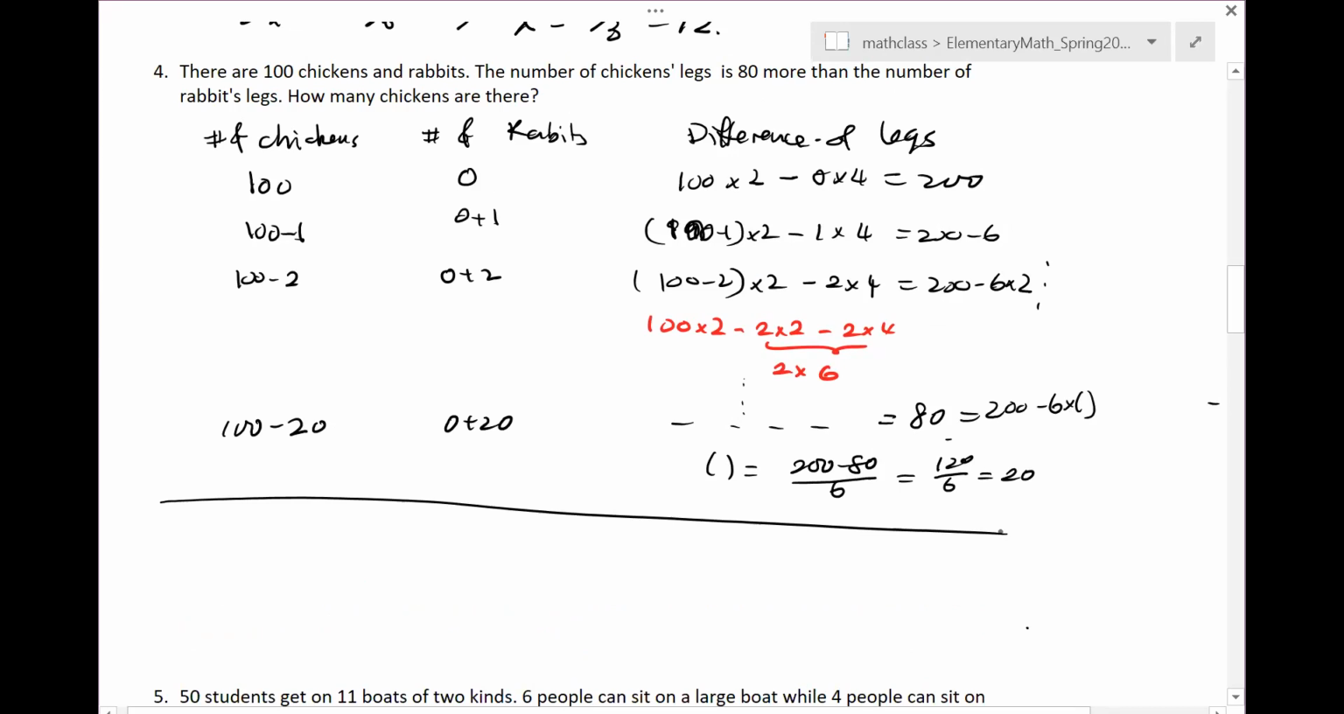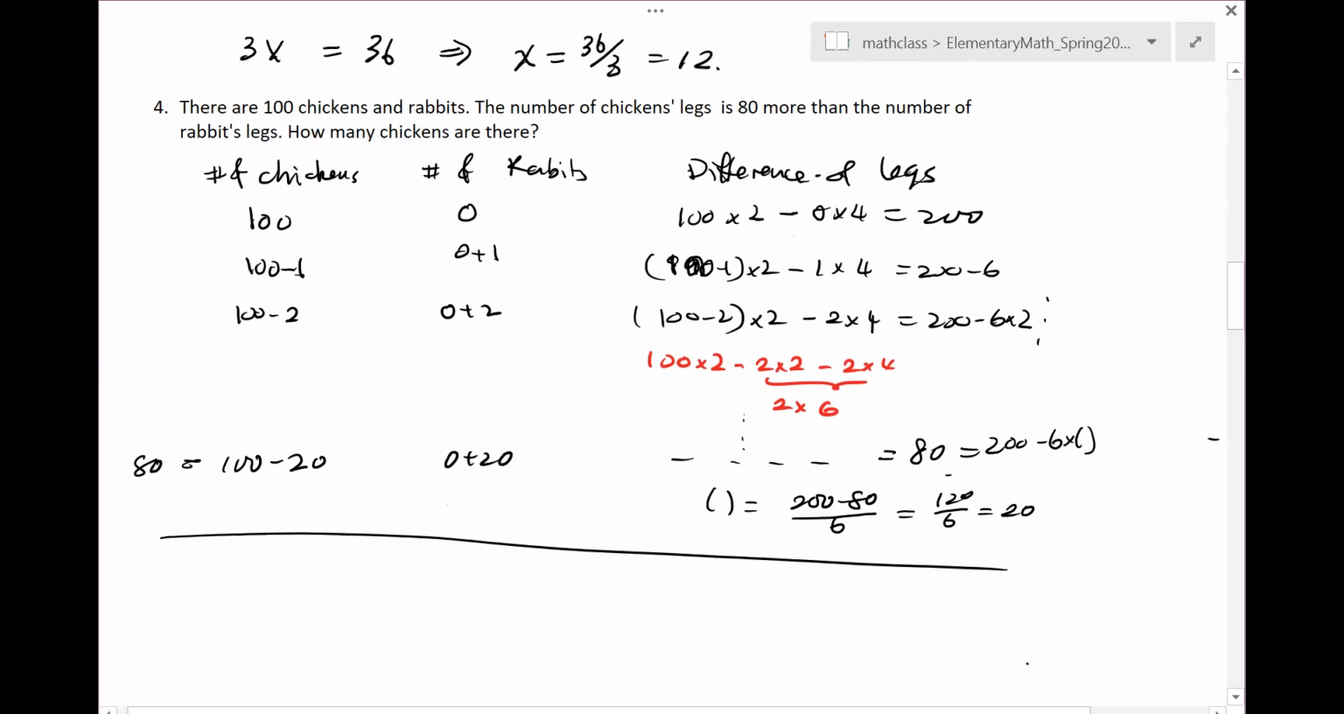So they are total 80 chickens there, okay? 20 rabbits. Okay. It's similar, but in the last column, you have to take the difference instead of adding them together. So it's a little bit complicated.